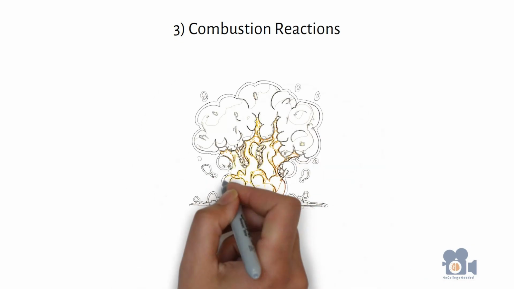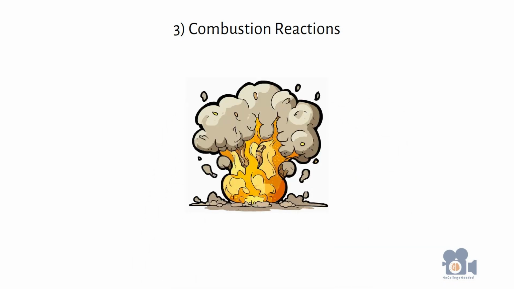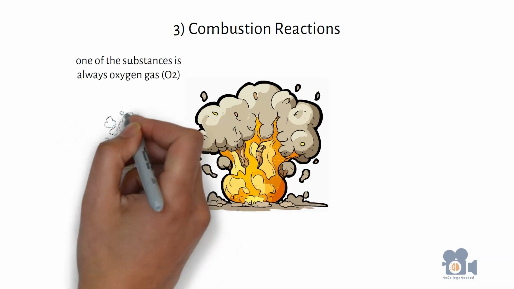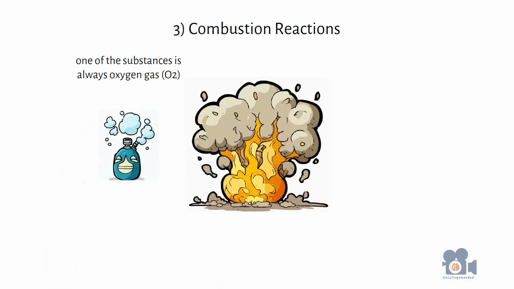Combustion reactions are similar to combination reactions since it's a chemical reaction that has a substance combined with another substance. However, in combustion reactions, one of the substances is always oxygen gas, O2. These reactions are typically exothermic, meaning that they release energy, and the general equation for a combustion reaction can be represented as the fuel plus O2 going to CO2 plus H2O plus heat or light.